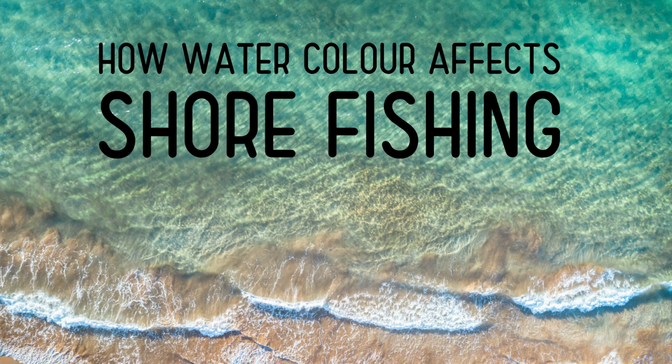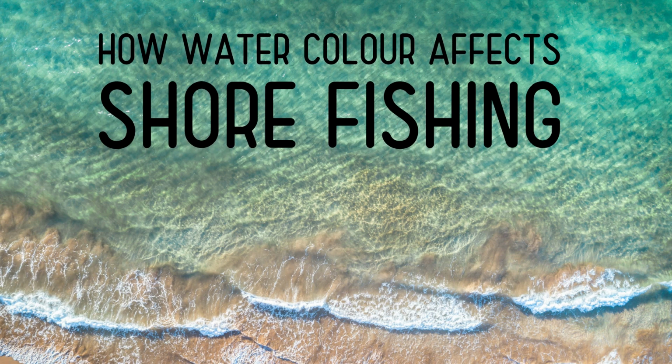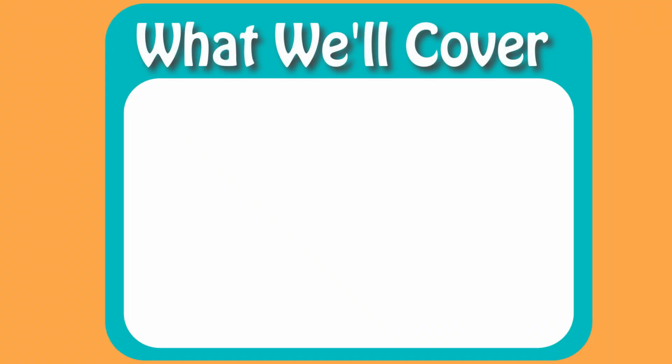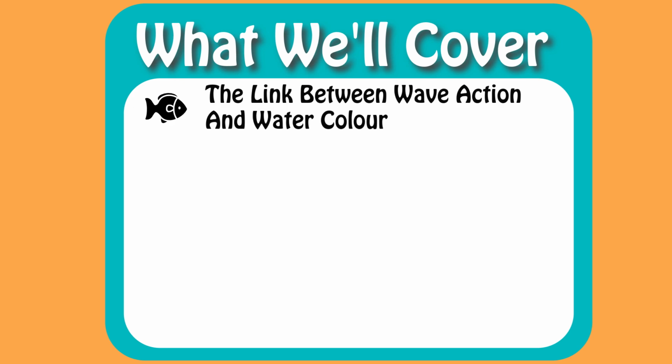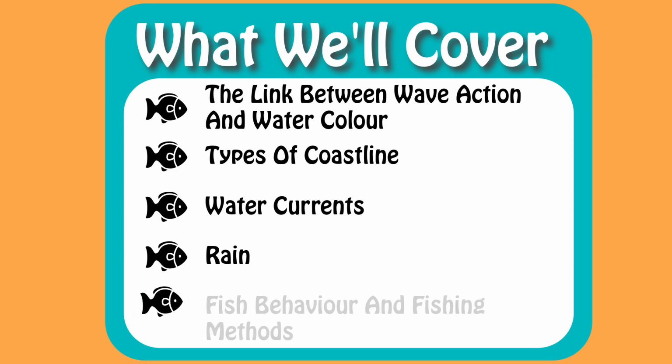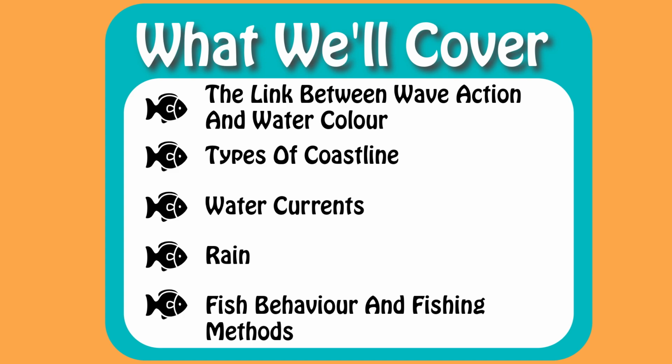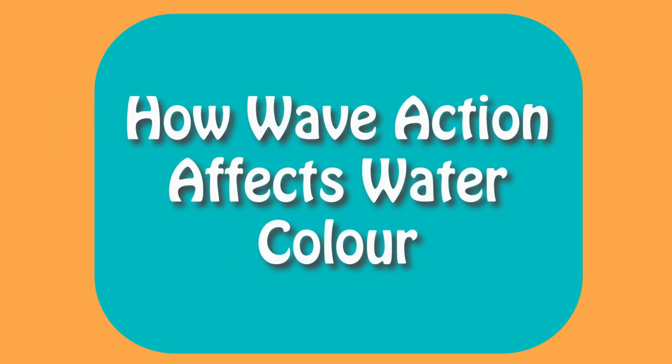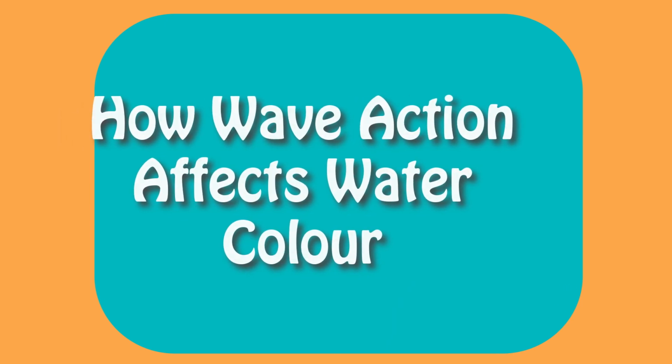In this edition of our Sea and Weather Conditions series, we cover watercolor, which is one of the most important factors when it comes to sea fishing. The first aspect we'll discuss will be the link between wave action and watercolor. We'll then talk about how the types of nearby coastline can be a significant factor. After that, we'll discuss currents and the role that they play. We'll also briefly cover how rain can play its part. Finally, we'll take a look at how watercolor affects the fish themselves, as well as the effects on the methods that anglers typically use. So let's first provide a brief explanation of how wave action plays its part.